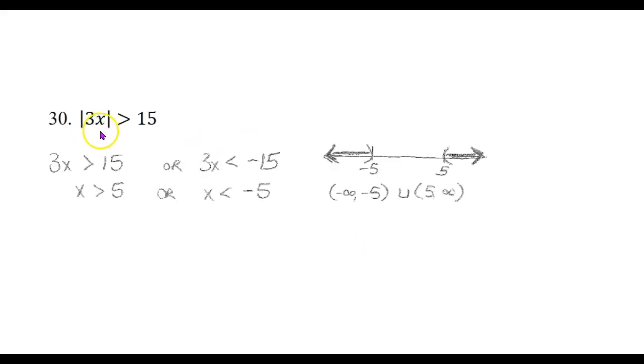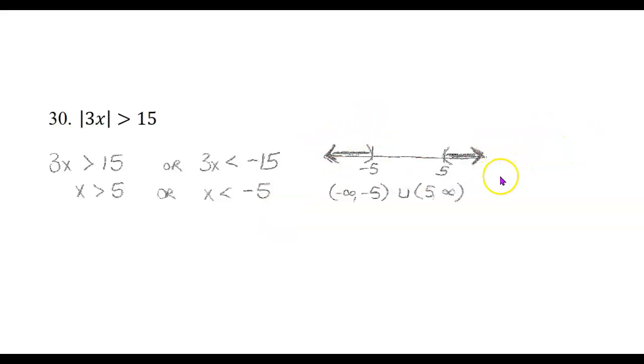And the absolute value of 3x greater than 15, for this kind of situation where we have the absolute value of some expression greater than some number, it breaks down into, okay, 3x could be greater than 15, or 3x could be less than negative 15. It's on the big side of positive 15, or it's on the small side of negative 15. Divide both sides by 3, we get x is greater than 5, or x is less than negative 5.